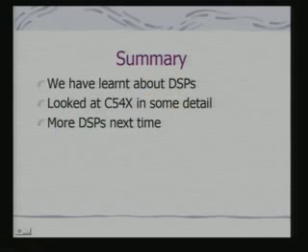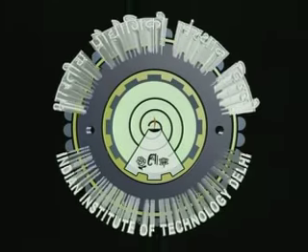So, this more or less brings us to an end of today's lecture. We have learnt about the basic features of digital signal processors. We have looked at one of these chips, C54X, in some detail, and we shall look at some of the other DSPs in the next class.